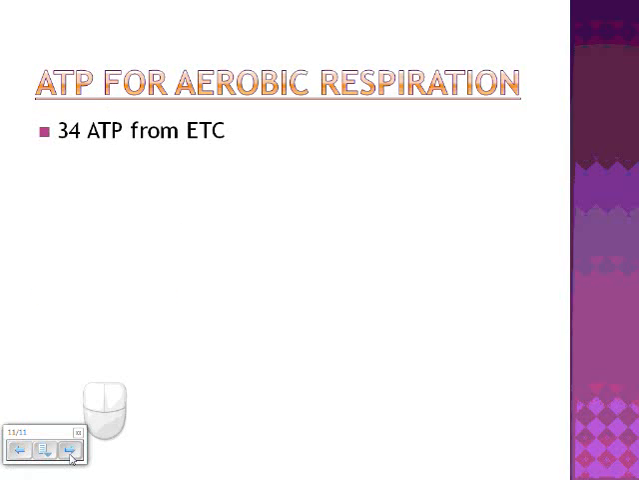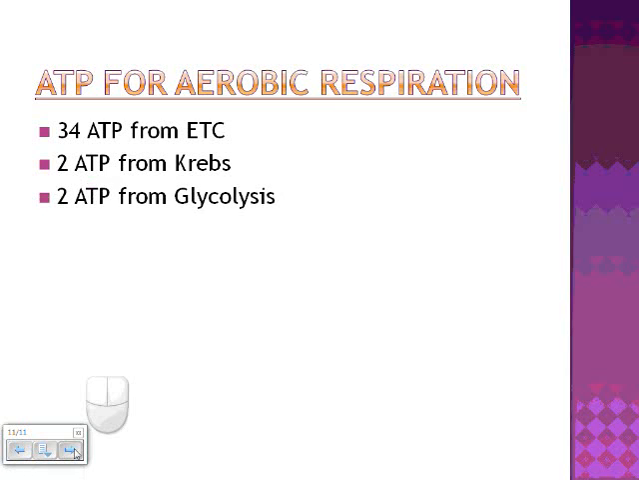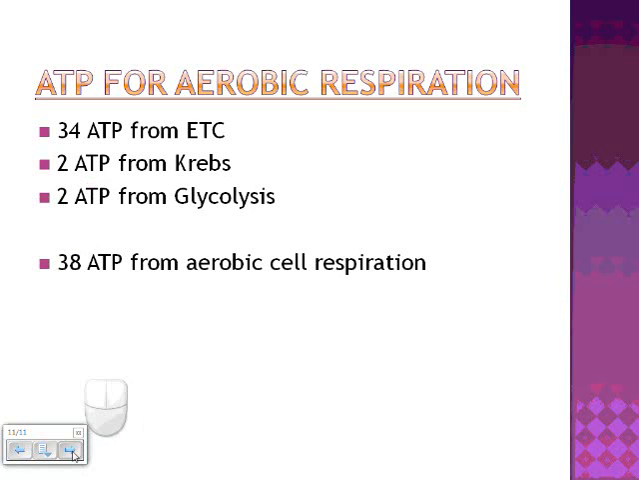And if we look at aerobic respiration as a whole, there's 34 ATP coming out of the ETC, 2 coming from the Krebs cycle, and 2 coming from glycolysis. So we get 38 ATP total. Look at where the majority of it comes into play. The majority of it is coming in the electron transport chain. Majority of energy made, electron transport chain.